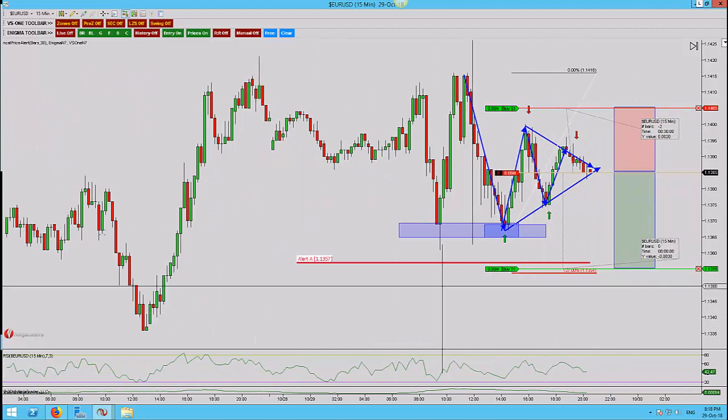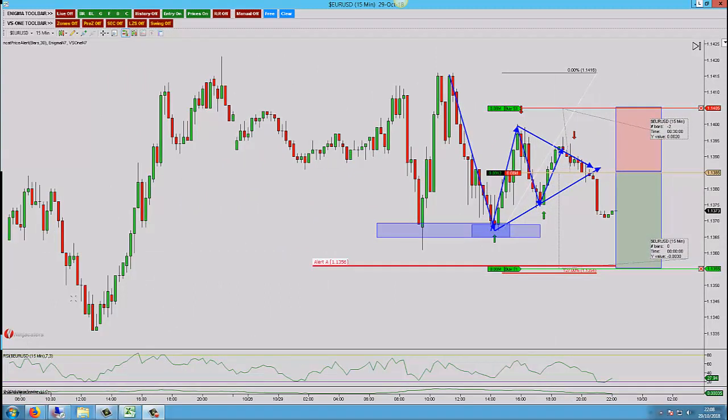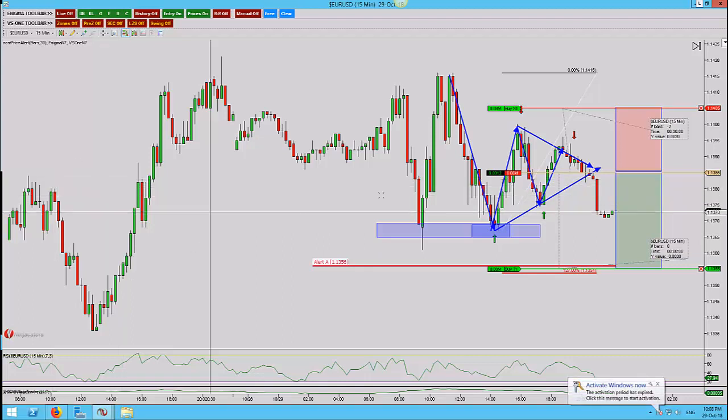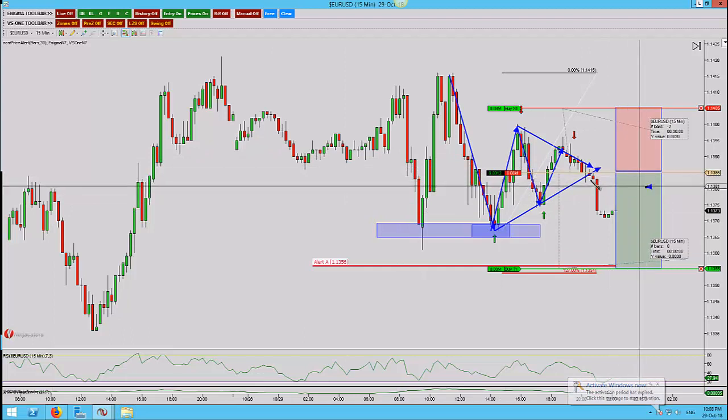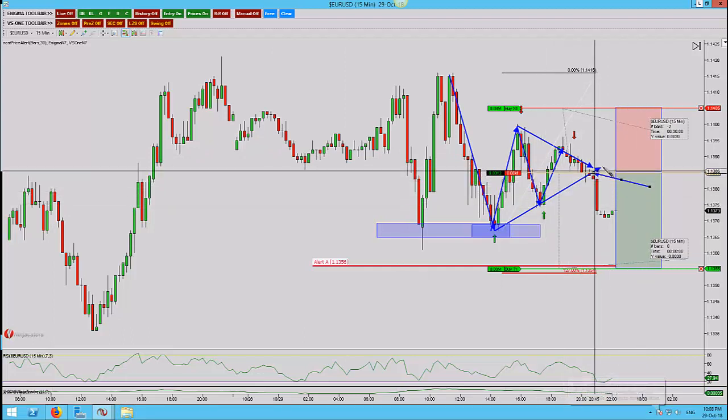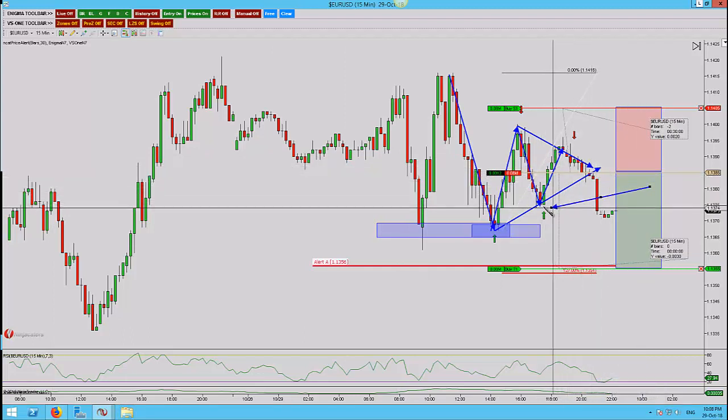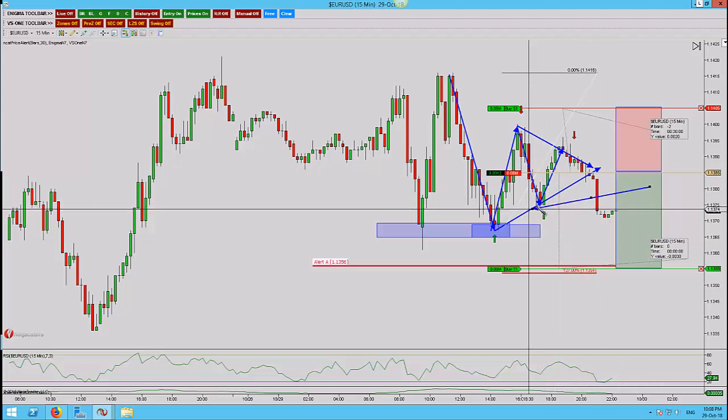Probably have an update on this tomorrow now. We're back for an update on this trade, and as you can see now, we have had the breakout of the structure level here of the wedge pattern. We have also now closed below this level.